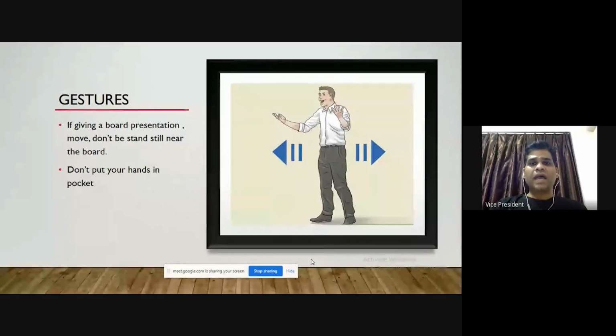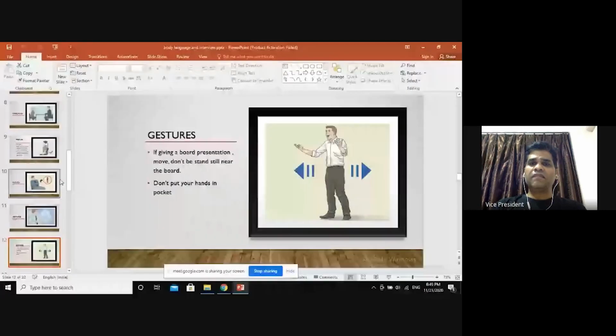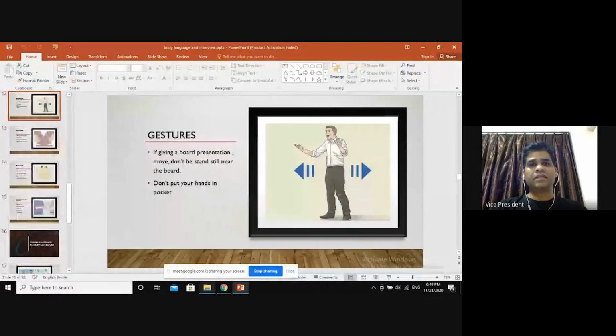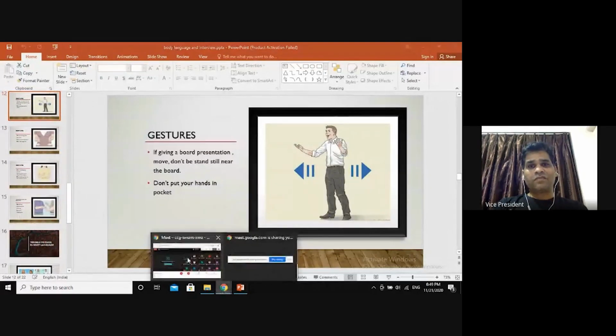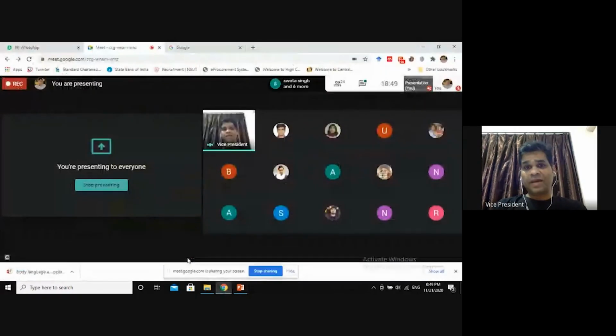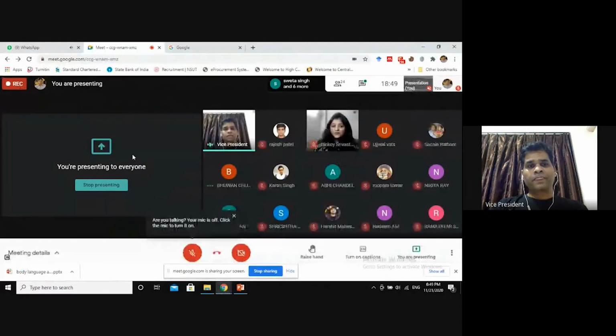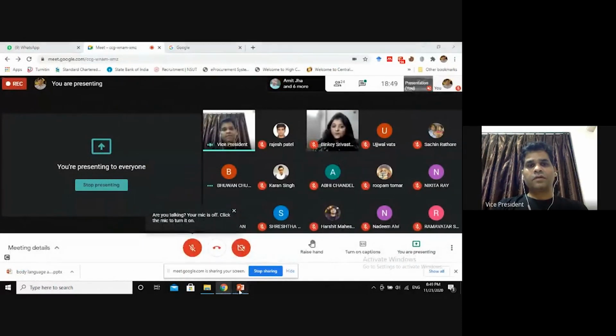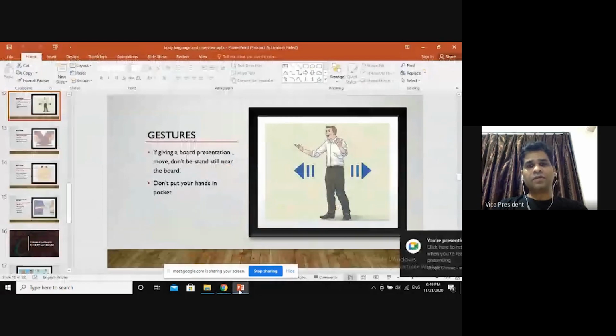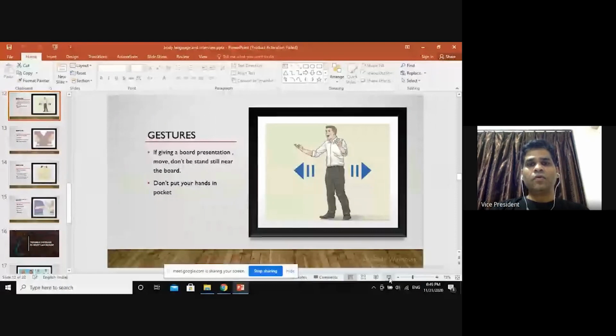You have to start moving in and out from the board side. Not too much, but at least two or three steps ahead, two or three steps back. This will definitely start gaining attention in the board presentation. When I was giving my interviews and passed out from KIT, a couple of companies asked me to give some kind of board presentation. So the main thing there was whether you're moving or not.